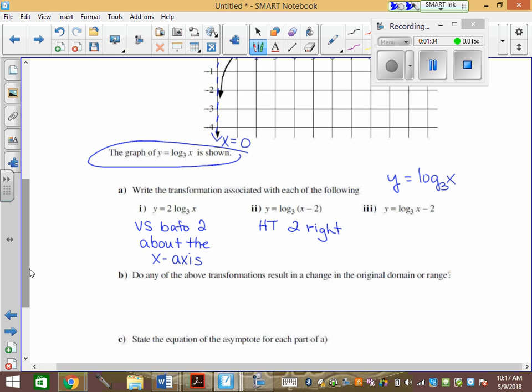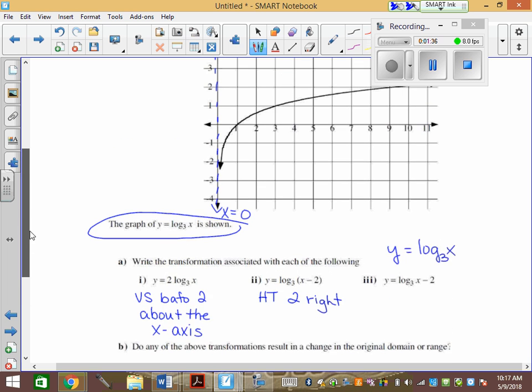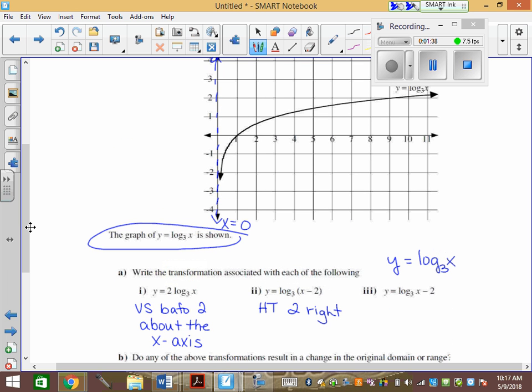What is that going to change? They all change the graph, yes. But how is it going to change the graph? The asymptote's going to move from 0 to positive 2, but it's still going to be greater than it. We agree?